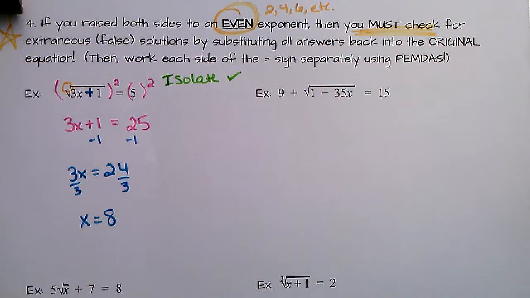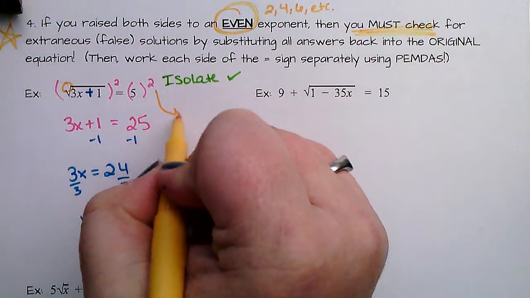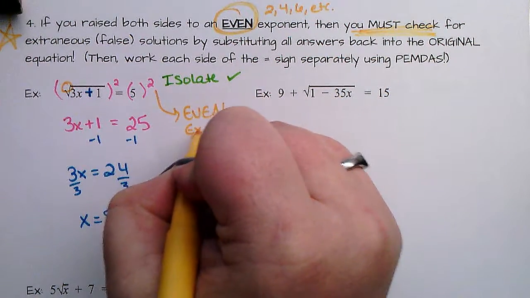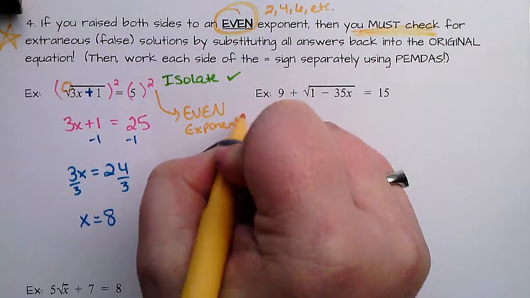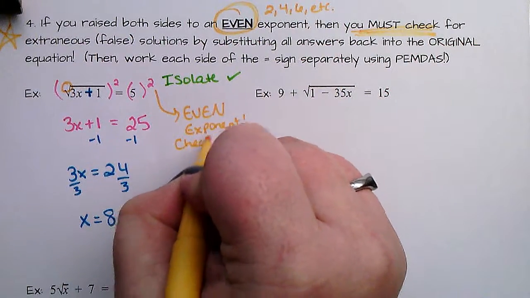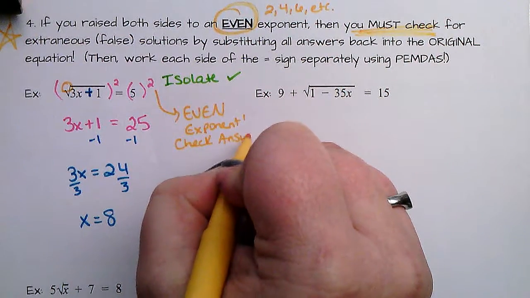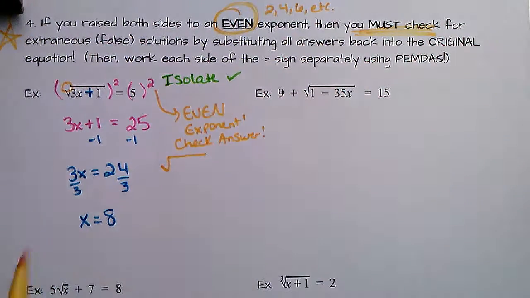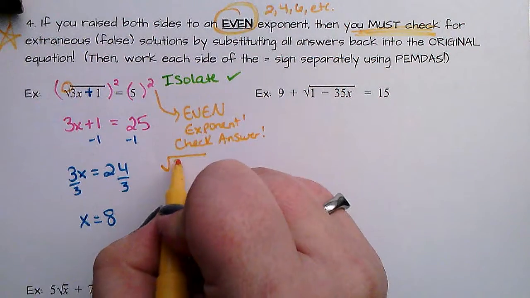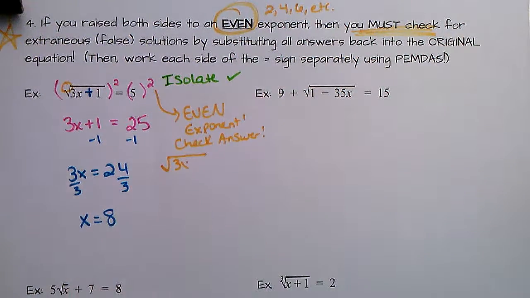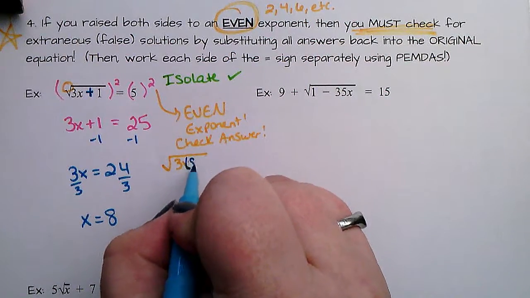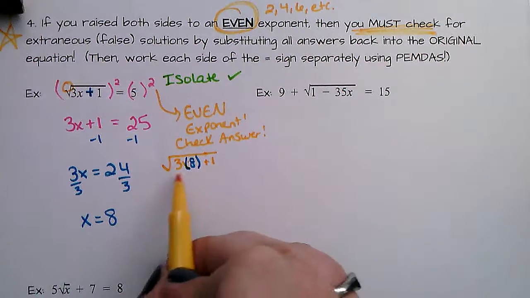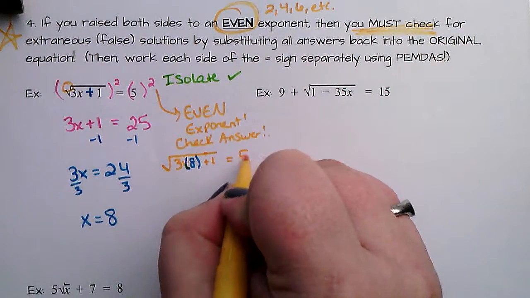But I'm not done. Do you see this 2? Is 2 an even number? That is. It's an even exponent. So what that means is I have to check my answer. So how we do that is we write the exact same thing that the original problem said. So square root of 3, but instead of putting the x, we put the number we got as an answer. 3 times 8 plus 1 equals 5.